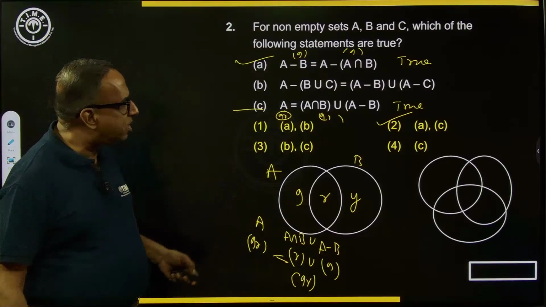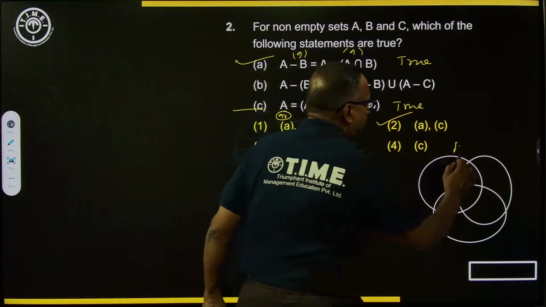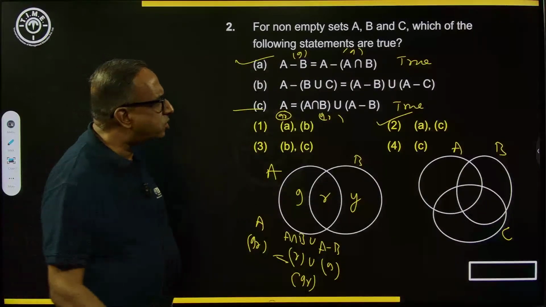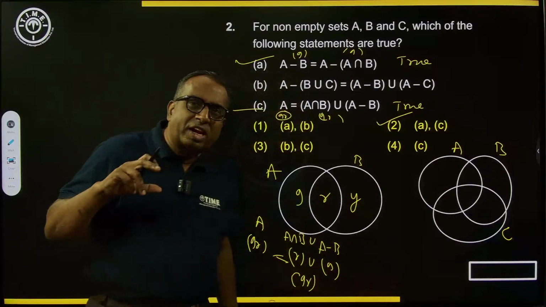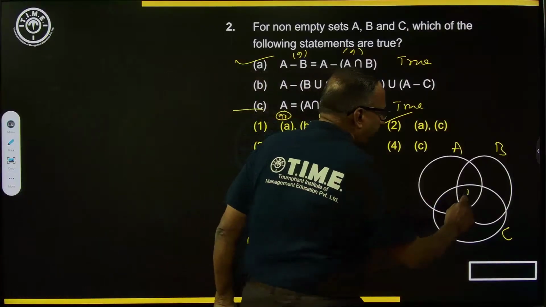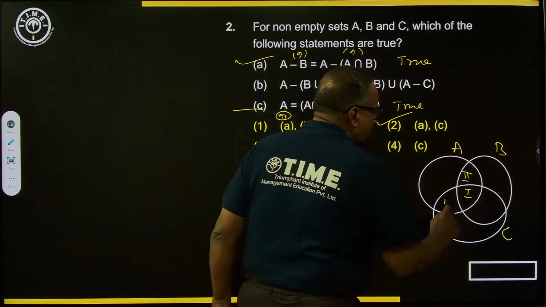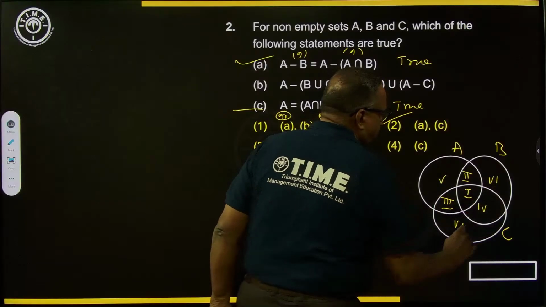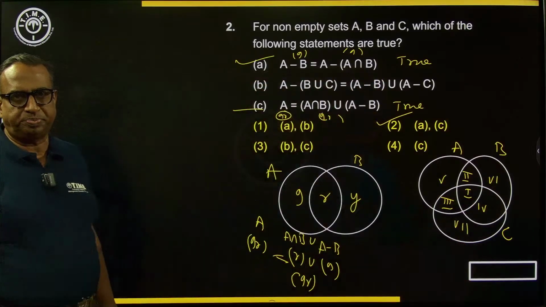ఈసారి మనకి ఎన్ని డయాగ్రామ్స్ కావాలి? 3 డయాగ్రామ్స్ కావాలి. A, B, C. 3 sets ఉన్నాయి కాబట్టి we'll have to take A, B, C. Let us do one thing. This time instead of writing colors, I will write region numbers. 1, 2, 3, 4, 5, 6, 7. ఈ విధంగా మనం region numbers రాసుకుందాం.